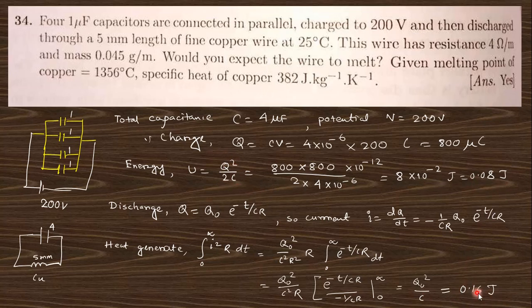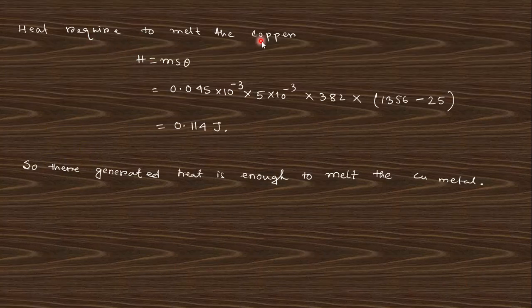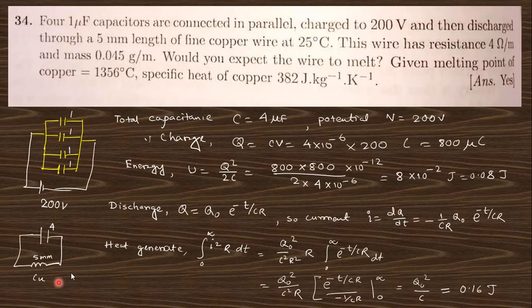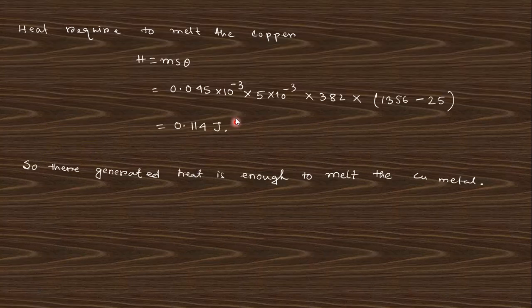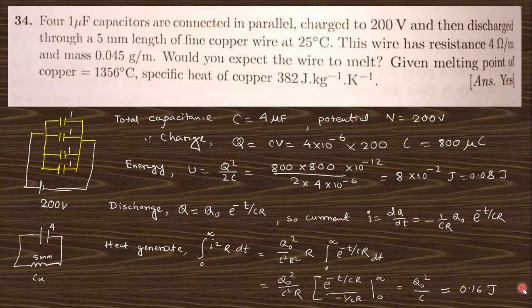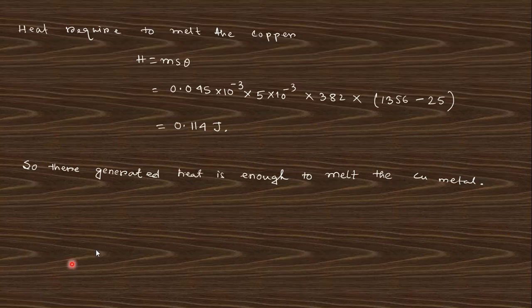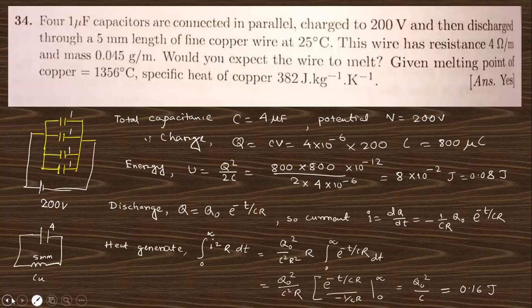This is 0.16 joule. And if you want the heat required to melt this copper, that is H equals m s theta, put these values. You can see here the mass per unit length. So for 5 millimeter length the mass will be this, s is the specific heat and theta is the temperature difference, and we get this. So for melting you need 0.114 joule and the heat generated is 0.16 joule, which is greater, so this material will be melted out. I think clear.